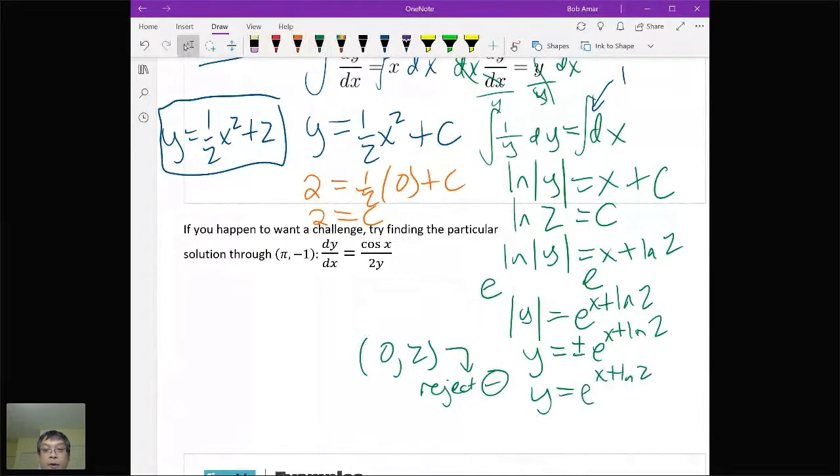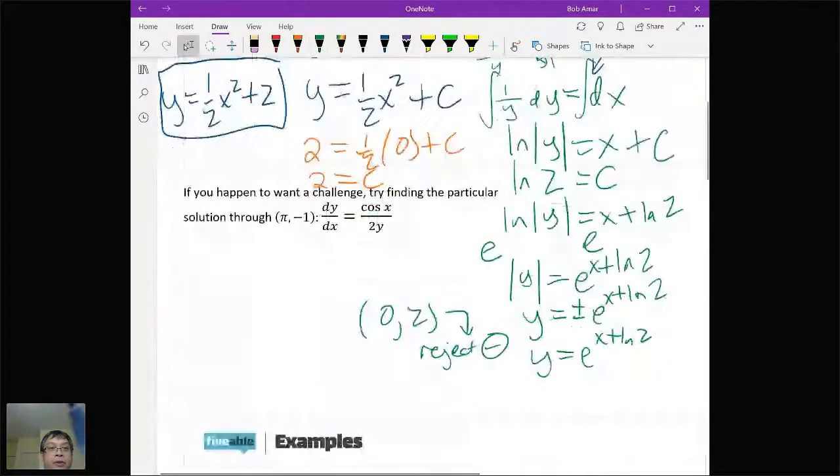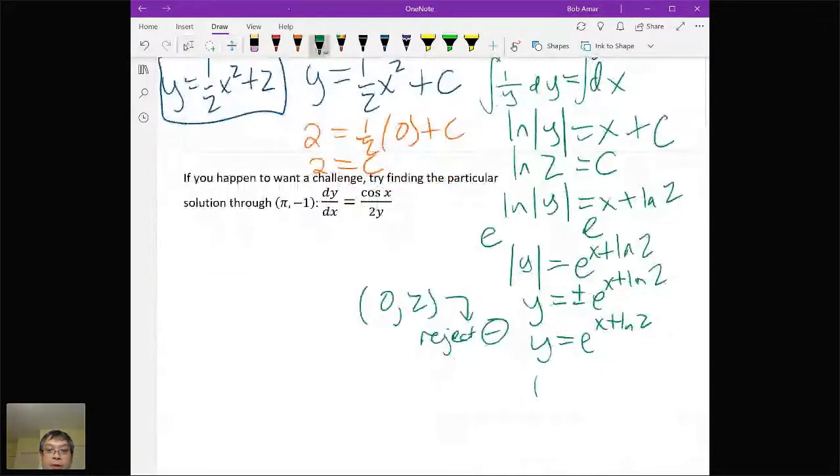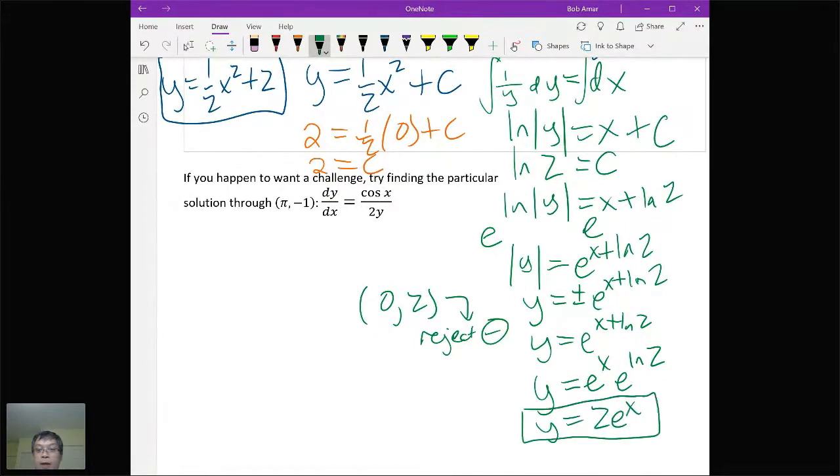If I wanted to, I could use the laws of exponents to split this up even further. Recall that if the exponents are added on the inside, then it's the same base multiplied. And so that tells me y equals 2e to the x. Sorry about the ln 2 there.